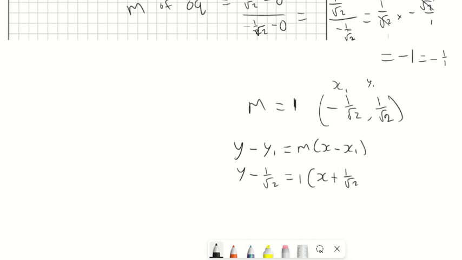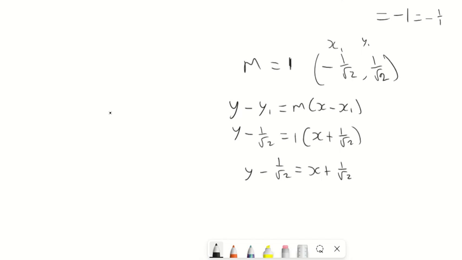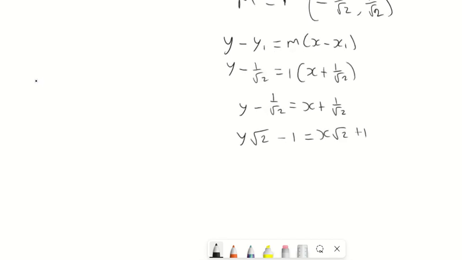1 over root 2. So I get y minus 1 over root 2 is equal to x plus 1 over root 2. So because I have a root 2 on the bottom, I'm going to multiply everything in it by root 2 just to try and tidy it up some bit. So minus, multiply that by root 2, I just get 1 is equal to x root 2 plus 1. So y root 2 is equal to x root 2 plus 2. So I can't really make it much tidier than that.